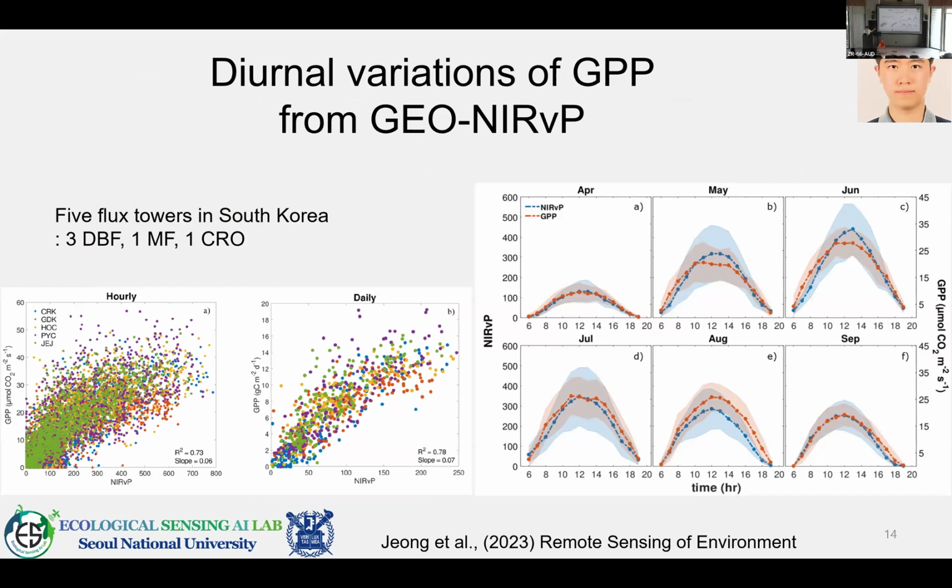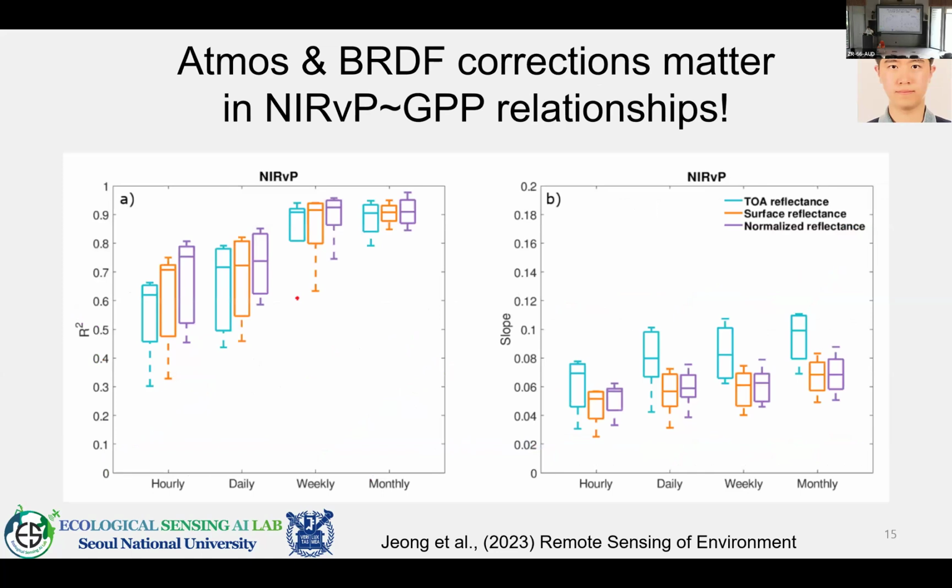The left figure is hourly, and the middle one is daily. You can see it captures diurnal variations pretty well, and also daily. And the right figure is the diurnal variations in each month. So overall, it captures the diurnal variations of GPP. And as I mentioned briefly, it captures hourly, daily, weekly, monthly.